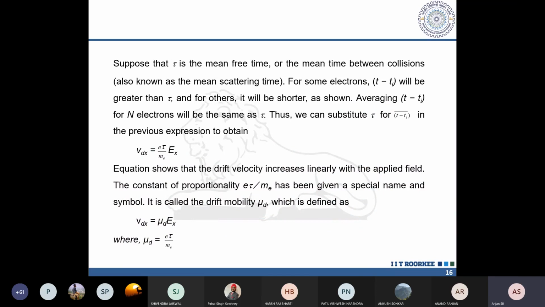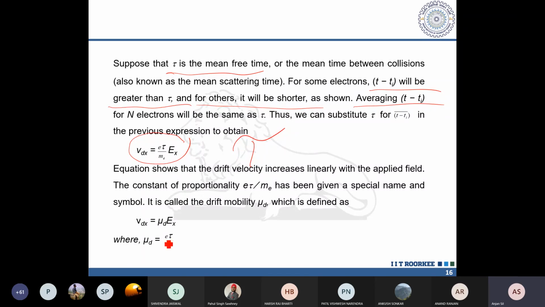Suppose this tau is the mean free time, that is, t minus ti bar, which you represent as tau, the mean free time, or the mean time between two collisions. You understand? So for some electrons, t minus ti will be greater than this, and in some cases it will be shorter than this. So if you take the average, you get this. Finally, you express it in terms of tau. This is what you call the mean free time.